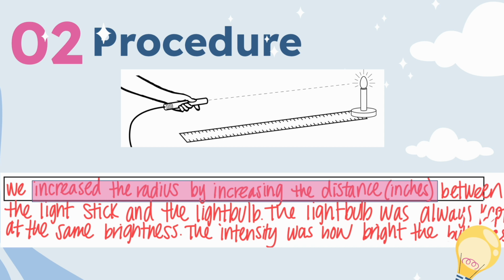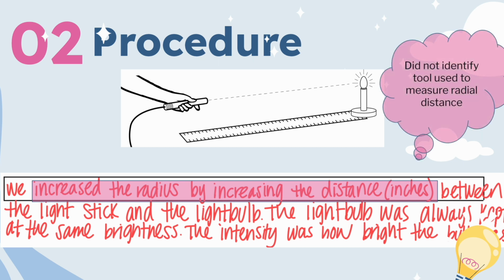But what they didn't say is they did not identify the tool, that is the meter stick, that they used to measure the radial distance. So without identifying the tool, I'm not sure what they used. So they increased the radius. I know they measured it in inches, but I don't know what tool they used. So they didn't get all 3 points for the independent variable.